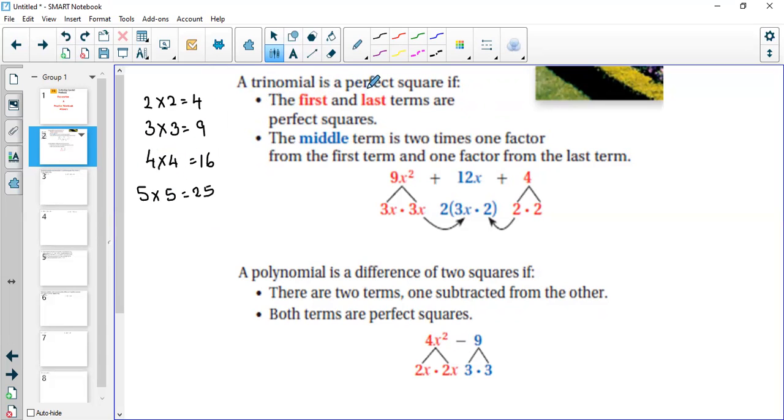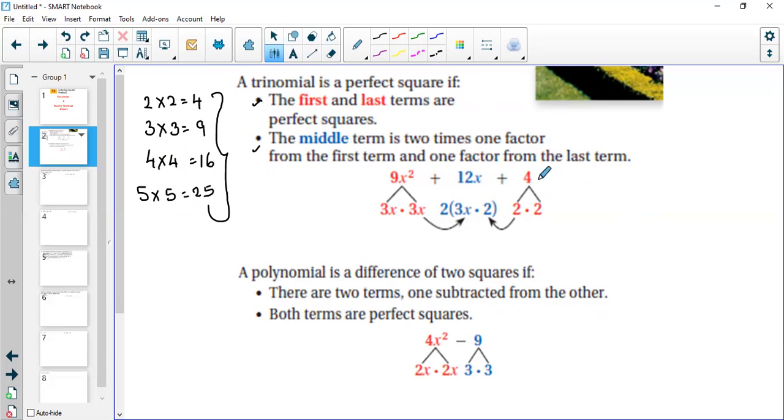A trinomial is a perfect square if the first and the last terms are perfect squares. To know whether the numbers are perfect squares, you definitely need to have an idea about perfect square numbers. So these are the two conditions which you need to keep in mind when you're finding if a trinomial is a perfect square. The middle term is 2 times one factor from the first term and one factor from the last term. Just hold on, I'll explain clearly what they mean.